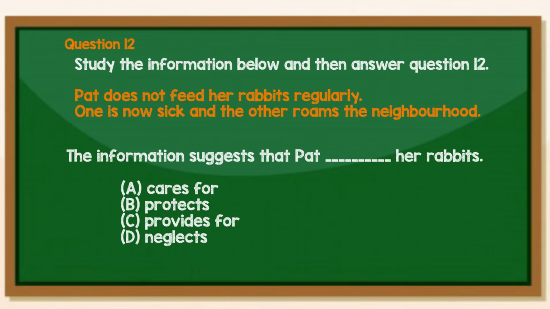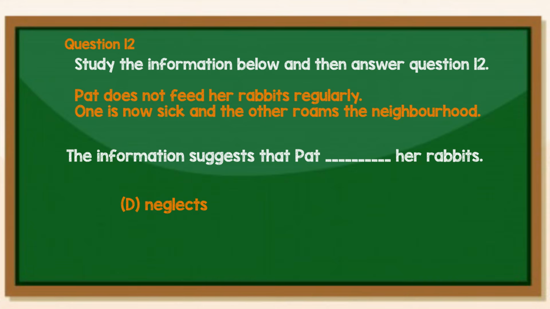Study the information below and then answer question 12. Pat does not feed her rabbits regularly. One is now sick and the other roams the neighborhood. The information suggests that Pat something her rabbits. A. Cares for her rabbits. B. Protects her rabbits. C. Provides for her rabbits. And D. Neglects her rabbits. The answer is D. The information suggests that Pat neglects her rabbits.